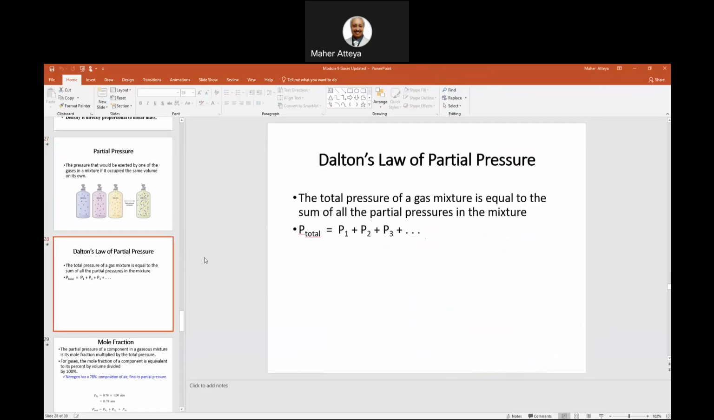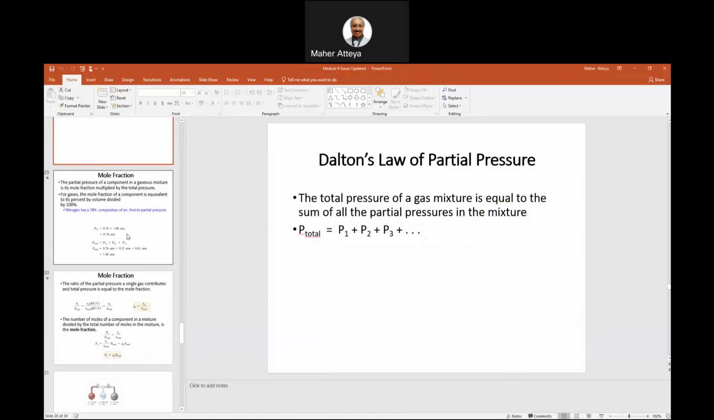Dalton's law tells you the total pressure is the sum of the partial pressures of a mixture of gases. This is always a mixture. The key is a mixture. This is not true for just anything. The keyword is mixture. So if you have a mixture, you have partial pressures, and the total is the sum of all the partial pressures. This is Dalton's law. So write it down.